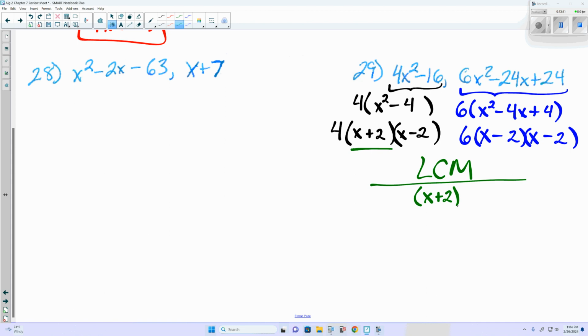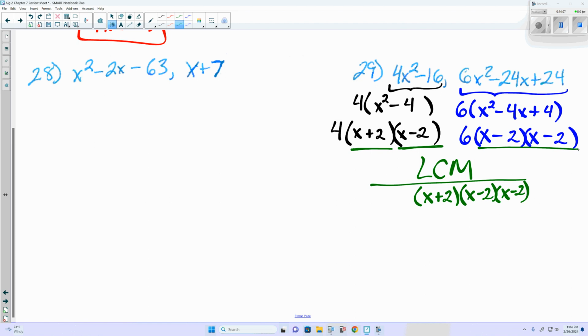Now the other expression on the left is x minus 2, and we have it once on the left. The right has it twice, so we need it twice. Because if it shows up twice in one of them, we need it twice. We take it from whichever one has the most. Since the one on the right had it twice, we take it twice.